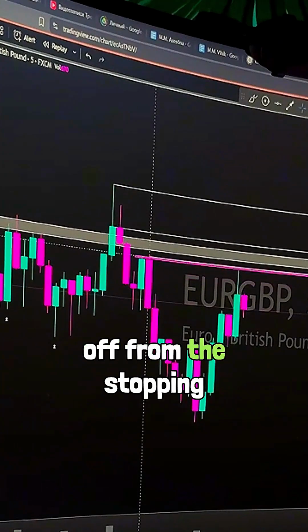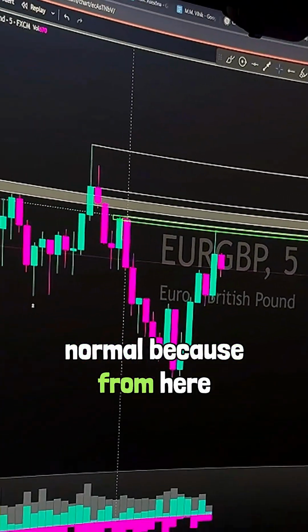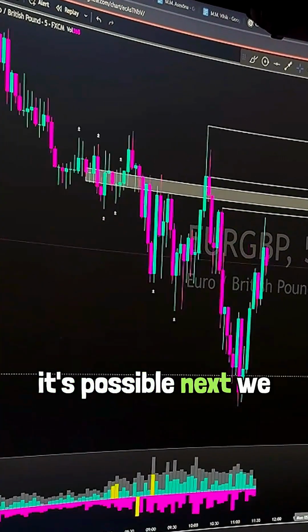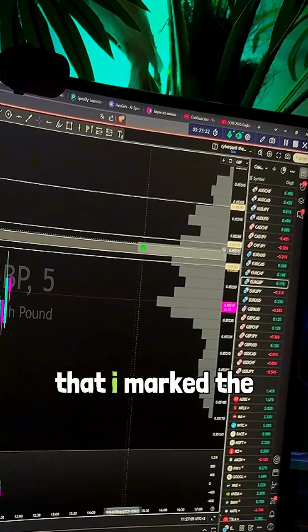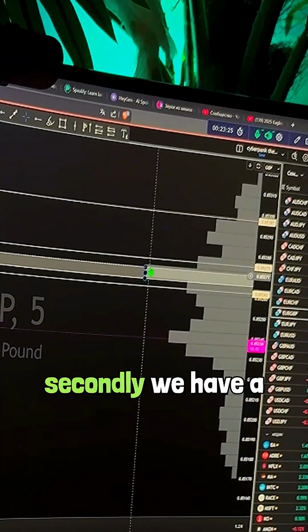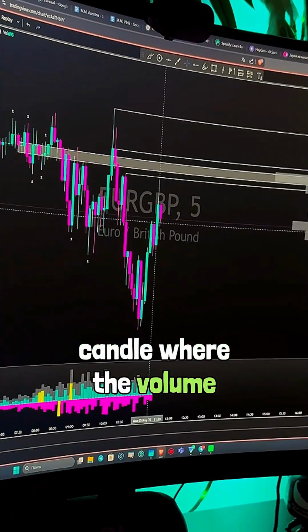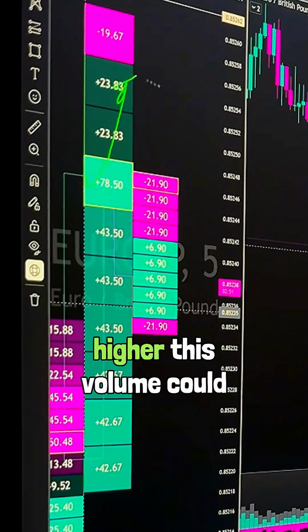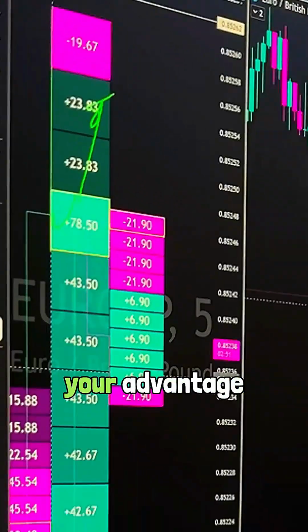Next, we bounced off from the stopping point, which is normal because from here there was a strong downward move. This is quite realistic, it's possible. Next, we have this volume here that I marked the largest of all the volumes. Secondly, we have a candle where the volume was increasing on the buyer side, and according to the cluster we can also move higher. This volume could have been used to your advantage.